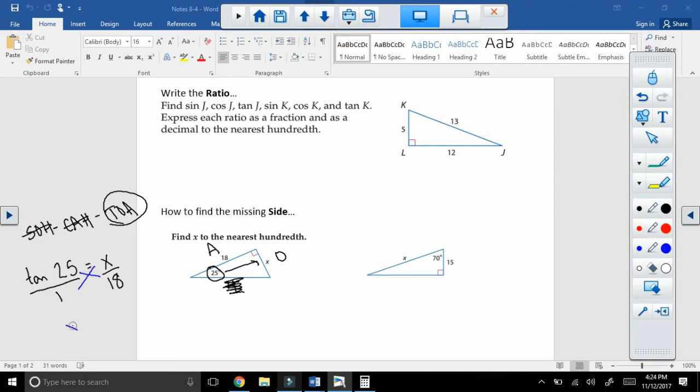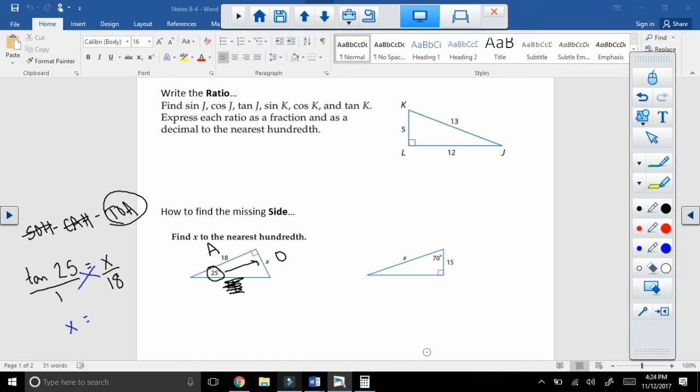So I get x equals, and this is going to be the tangent of 25 times 18. Okay, so this is where you have to make sure you have a calculator, and you have to make sure that your calculator's in the right mode.